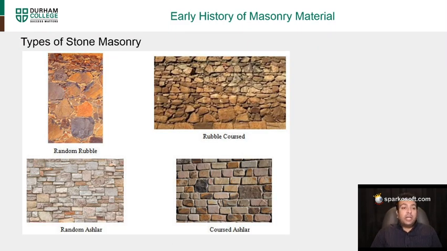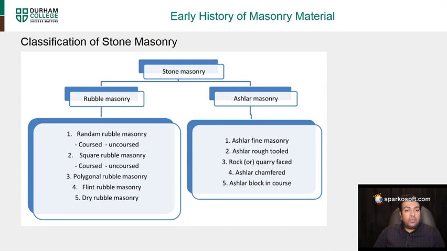Now there's a lot of different types of stone masonry, because it was used extensively in the past. You have random rubble, rubble coursed, random ashlar, and coursed ashlar. We'll go into some detail about rubble and ashlar. So in the classification of stone masonry, you have basically rubble masonry and ashlar masonry. In rubble masonry, you have random rubble, which is coursed or uncoursed. You have square rubble, which is also coursed or uncoursed, polygonal rubble, flint rubble, and dry rubble. In ashlar masonry, you have ashlar fine, ashlar rough, rock or quarry faced, and ashlar blocked. As we go along, you'll see the differences between rubble and ashlar.